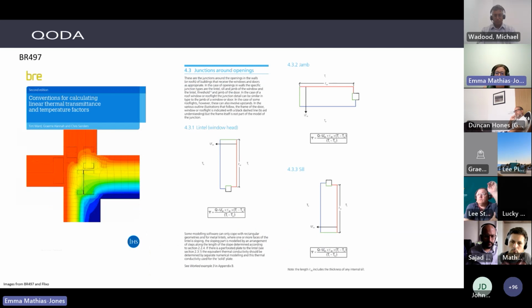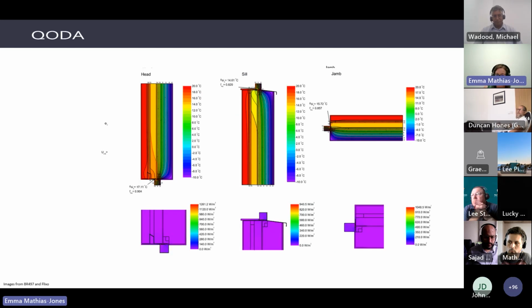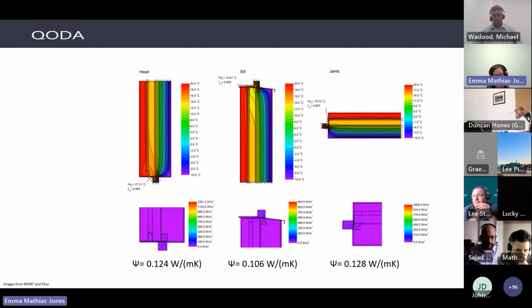Here's another example of some windows. So BR497 takes you through any conventions that you'll need for any of the calcs, which is really handy. So these are some windows where you can expect these sort of outputs. So these are all 2D junctions in Flixo, and the results of your psi value.